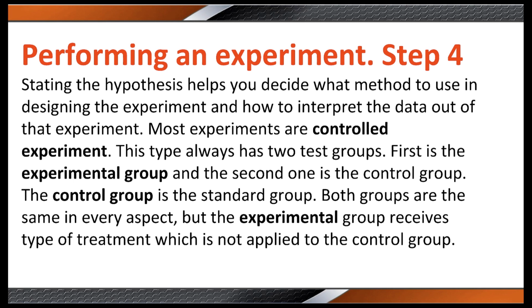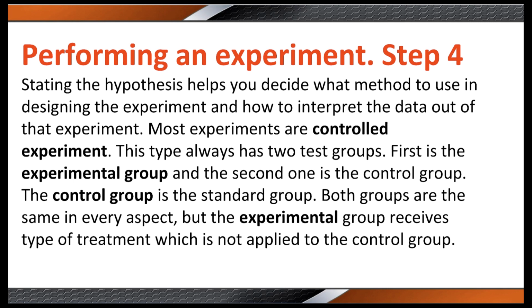The first group is what we would refer to as our experimental group, and the second one is the control group. The control group is the standard group. It's the one where you're not going to be altering any variables. You're just going to see what happens in general. Both groups are the same in every aspect, but the experimental group receives some sort of treatment that's not applied to the control group.